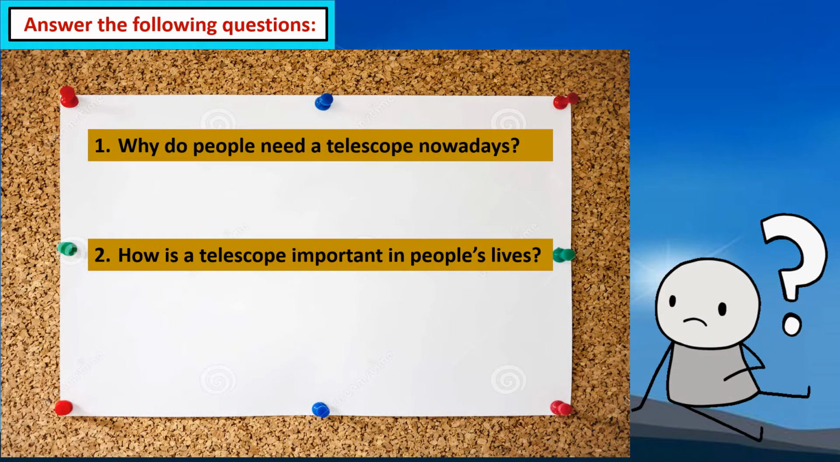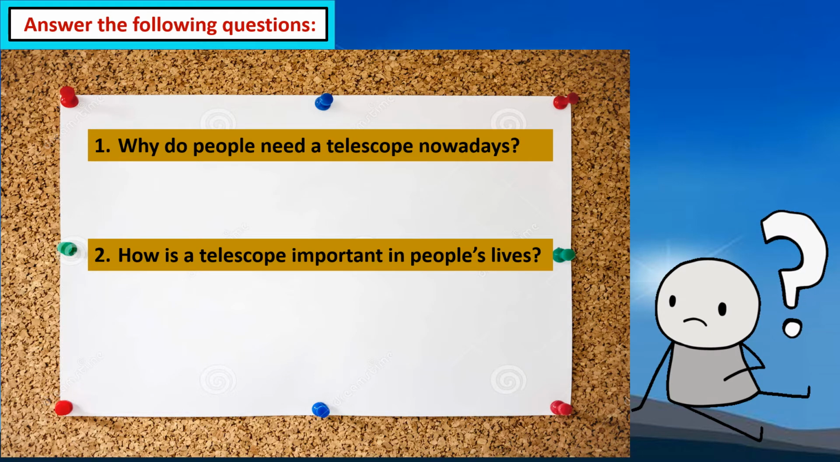Answer the following questions. Number 1. Why do people need a telescope nowadays? Number 2. How is a telescope important in people's lives? You're going to think about possible answers for these two questions. I'm going to show you some examples but these are just examples. These are my answers. You have to come up with your own ideas, with your own words, in order to write your own answers.